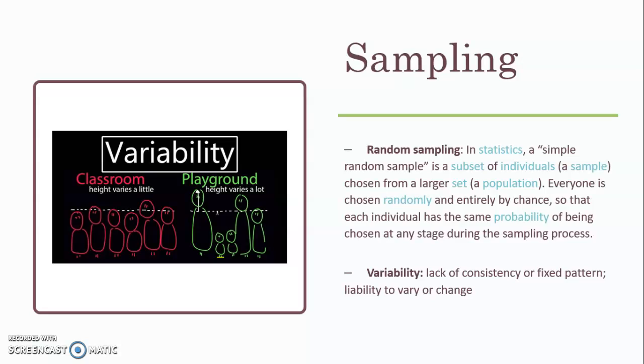So variability is very, very important when you're getting your sample sizes. Also the random part too. This is just a very important part of when you're collecting your data.